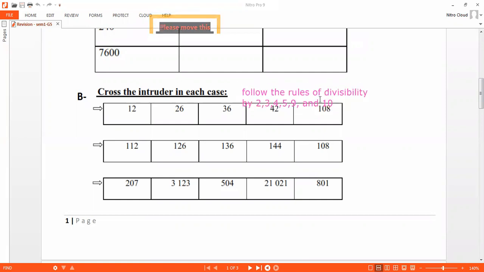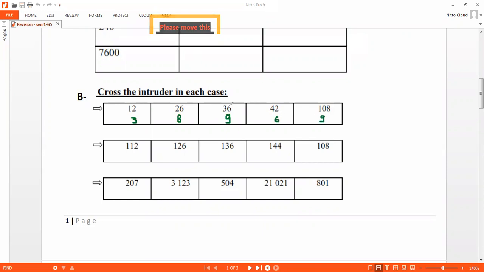Let us first of all start with the divisibility by 2. So as you can see in the first set, all the numbers are even. So we should go for another rule, which is 3. Let us check if the numbers are divisible by 3. What do we do in order to check? We add the digits. 1 plus 2 is 3. 2 plus 6 is 8. 3 plus 6 is 9. 4 plus 2 is 6. And 1 plus 8 is 9.